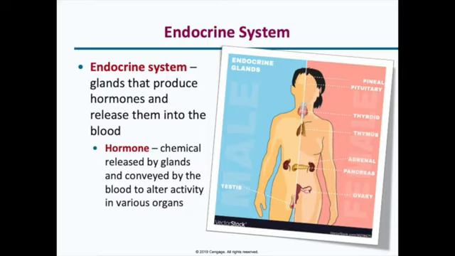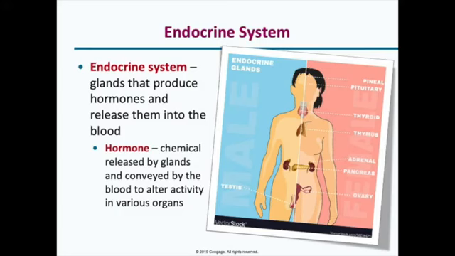Second, there's the parasympathetic nervous system, controlled by cells at the top and bottom levels of the spinal cord. They decrease heart rate, increase digestive activities, and in general, promote vegetative activities that take place during rest and relaxation. The endocrine system consists of organs that release hormones into the blood. A hormone is a chemical released by glands and conveyed by the blood to alter activity in various organs.